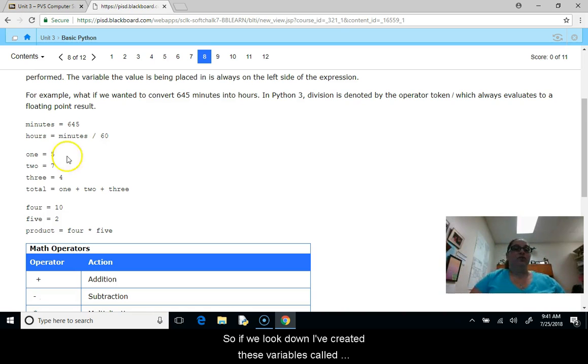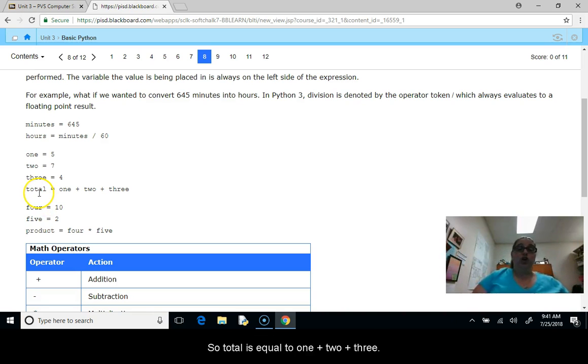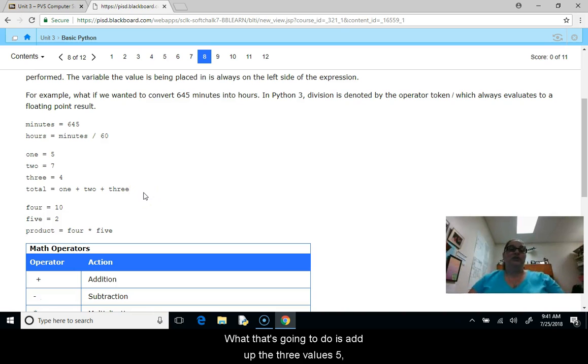So if we look down, I've created these variables called 1, 2, 3, and I'm placing the values 5, 7, 4 into them. Now, always the variable name is on the left side of the equal sign, and the value that you're placing in there is on the right side. So total is equal to 1 plus 2 plus 3. What that's going to do is add up the three values, 5, 7, and 4, and then place that into total.